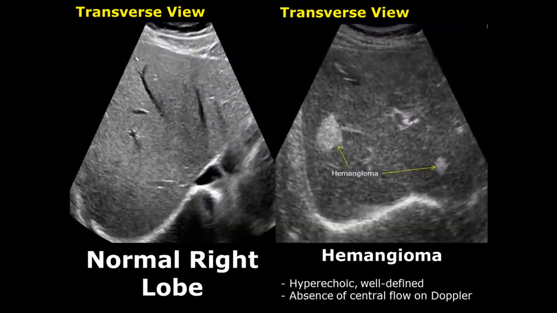Hemangiomas are benign liver masses. They are mostly hyperechoic, well defined, and they can be more than one. And they will not have any posterior shadowing. Here you can see one mass here and another mass over here.